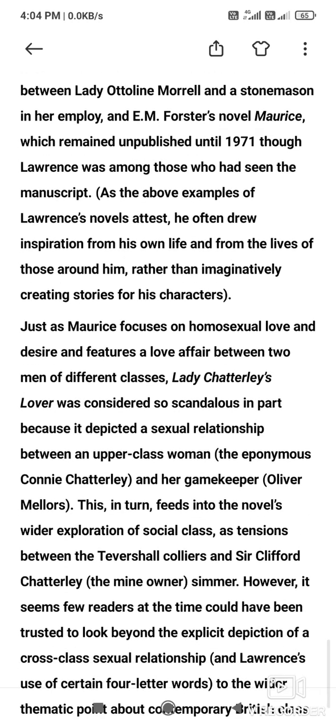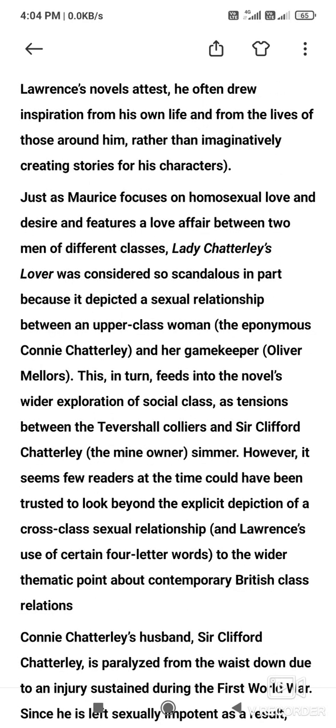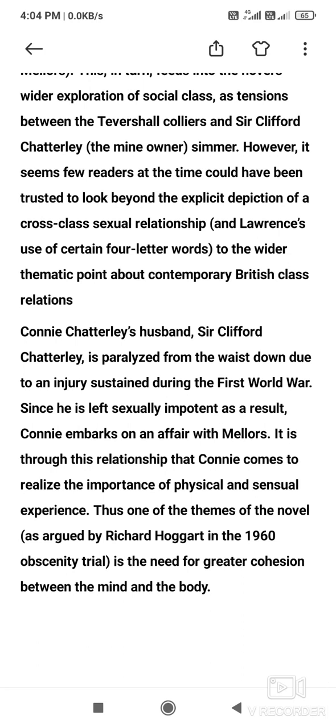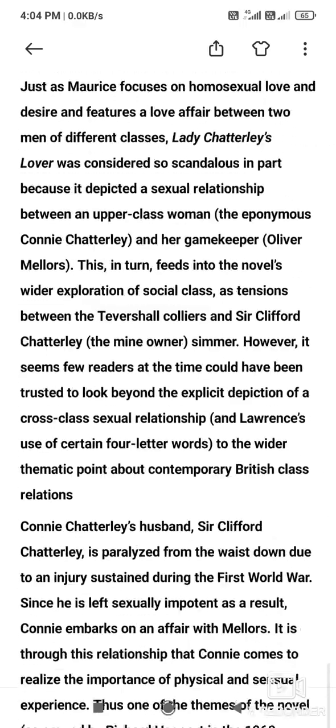Just as Maurice focuses on homosexual love and desire and features a love affair between two men of different classes, Lady Chatterley's Lover was considered scandalous in part because it depicted a sexual relationship between an upper class woman, the eponymous Connie Chatterley, and her gamekeeper Oliver Mellors. This in turn feeds into the novel. Connie Chatterley's husband Sir Clifford Chatterley is paralyzed from the waist down due to injuries sustained during the First World War. Since he is left sexually impotent, Connie embarks on an affair with Mellors. So this is the story of it.